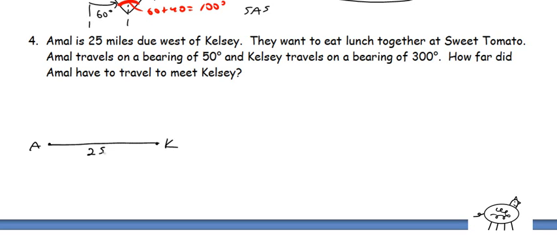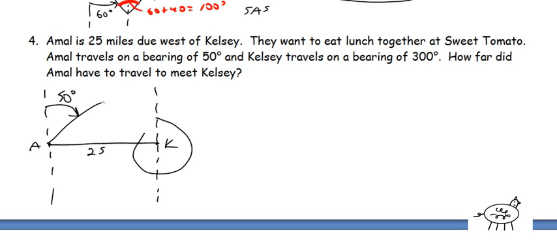All right. They want to eat lunch together at Sweet Tomato. Amal travels at a bearing of 50 degrees. Okay, so draw your dotted line, and there's 50 degrees. And Kelsey, good old Kelsey, she travels at a bearing of 300 degrees. So here's 300 degrees, going all the way around, like that.